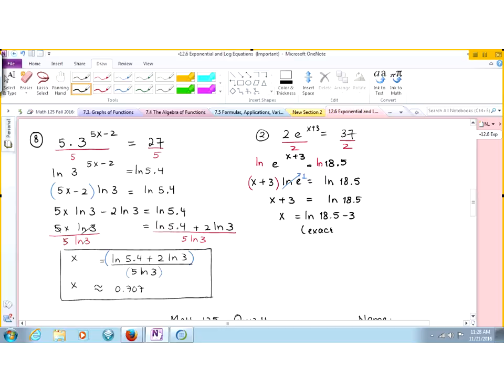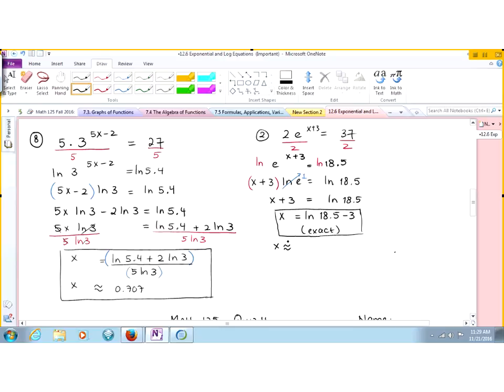This is the exact. So if I ask you the exact, then I should see this. ln 37 over 2 or ln 18.5 minus 3. Exact means the expression has not been evaluated. We haven't used the calculator, right? Now, how do we get the approximate? Well, this is when you use calculator. So this is the time we use the calculator, not before. So I need an expression in ln before. So ln 18.5 minus 3.